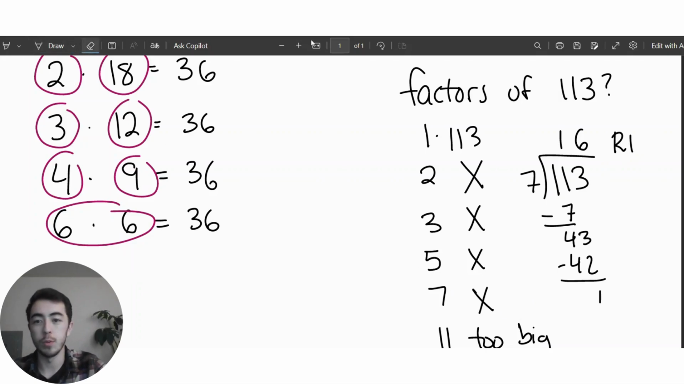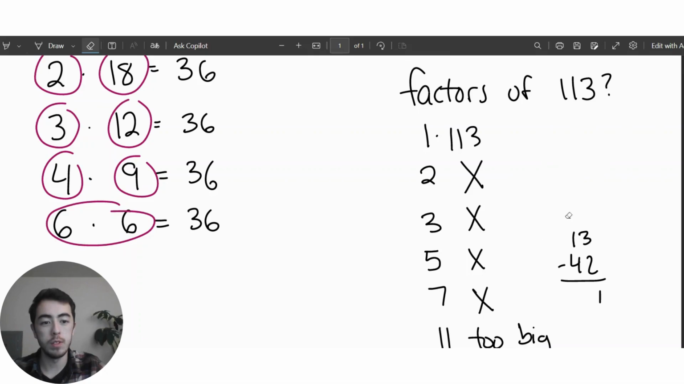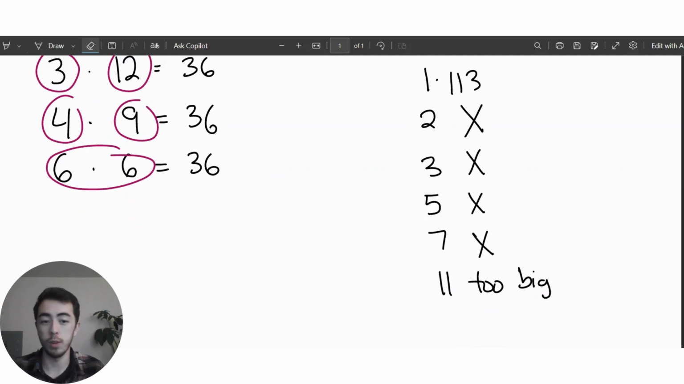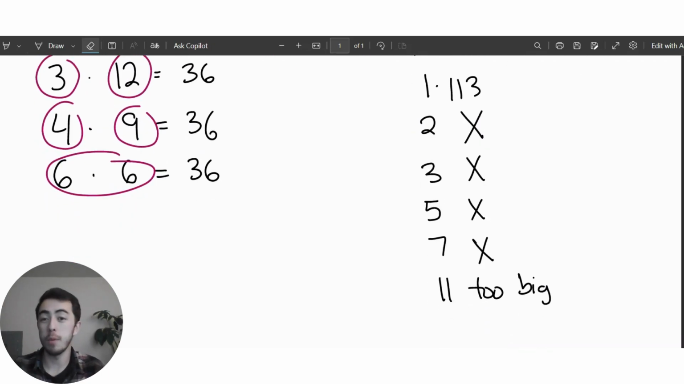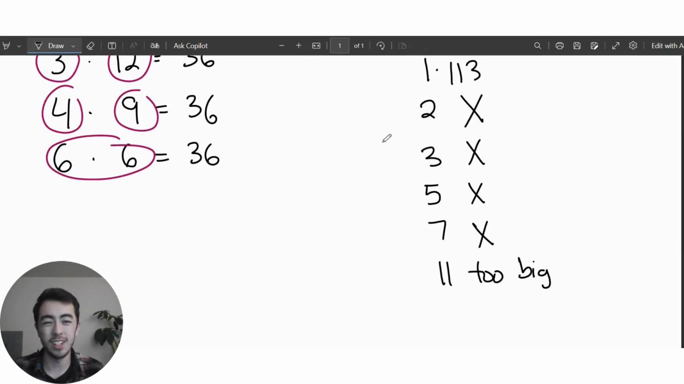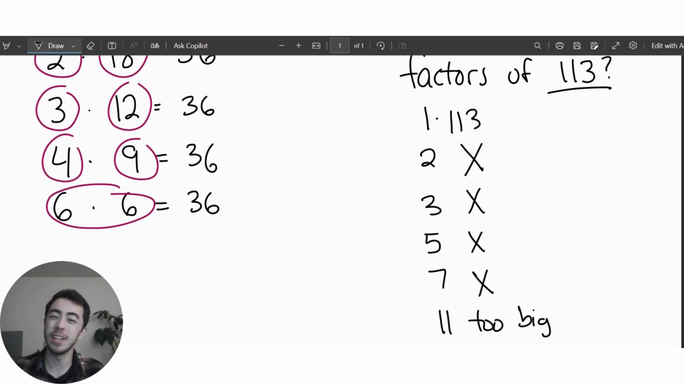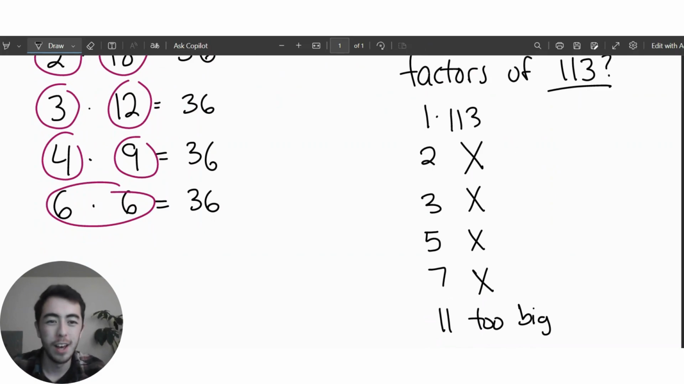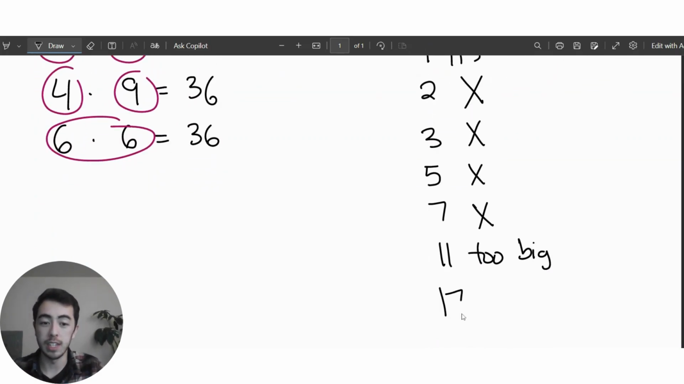And none of these numbers worked. So none of the primes were factors, and then 11 was too big because of that square root idea. And I can stop here at the 7. I don't need to go any further. Don't need to search for more numbers. I know that 113 is now prime. That's kind of cool. I didn't even have to check that many numbers. I mean, I checked like 6, but it's cool to know that I don't need to check like 17, another prime number, but 17 would be too big anyways.